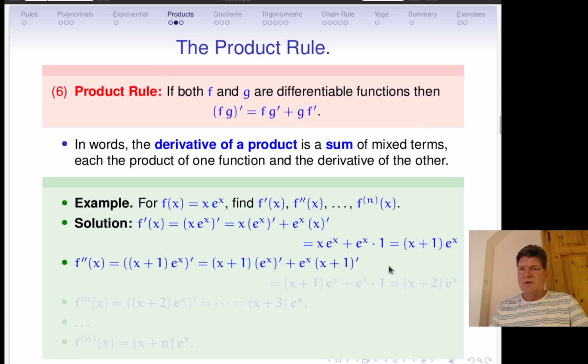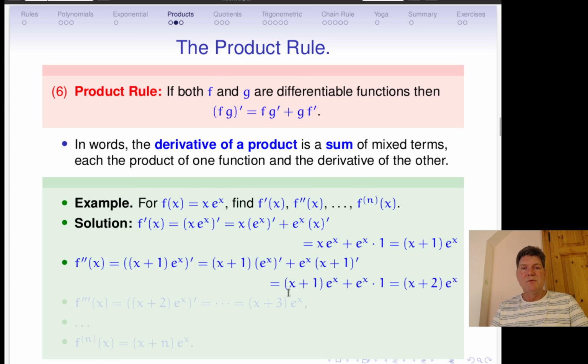The second derivative of this same function is the derivative of the first derivative. So the derivative of the product of x plus 1 and e to the x. Applying the product rule again, this derivative is the first function, x plus 1, times the derivative of the second, e to the x, plus the second function, e to the x, times the derivative of the first function, x plus 1. The derivative of e to the x is e to the x itself. The derivative of x plus 1 is the constant 1.